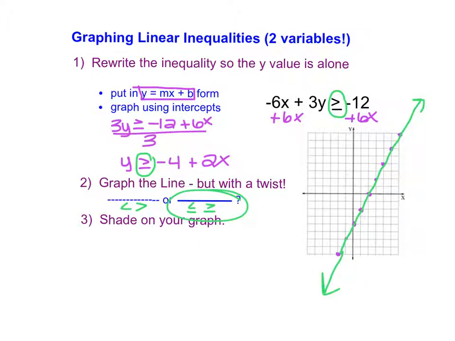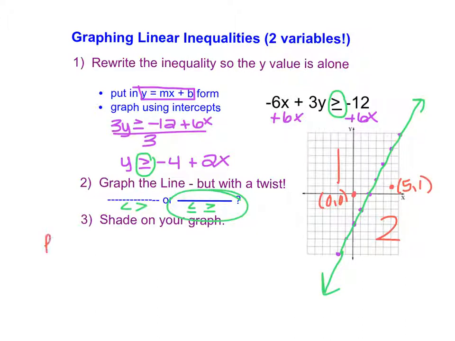Then from there, I need to decide which way I'm going to shade my graph. So I have region 1 and region 2. I need to pick a point in each region. So I'm going to pick 0, 0 up here. And this time around, I'm going to pick the point x is 5, y is 1.